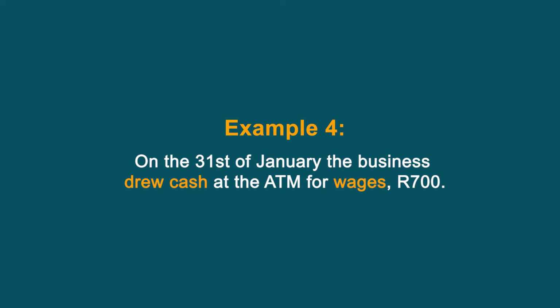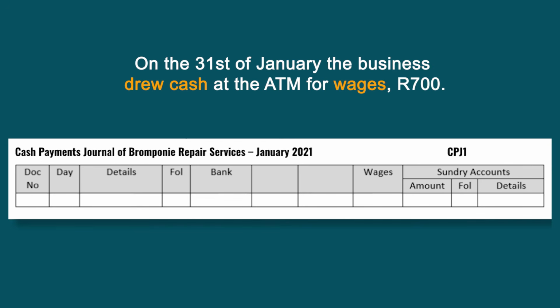On the 31st of January, the business drew cash at the ATM for wages, 700 Rand. Remember, stop, evaluate, move on. Because the cash was withdrawn from the bank, the statement that the business receives will be used as the document for recording. The day is the 31st, the details will be cash and bank, and the wages column will be recorded.